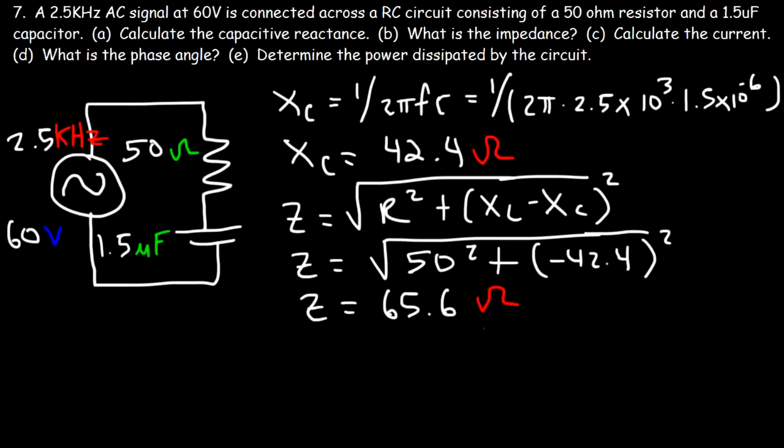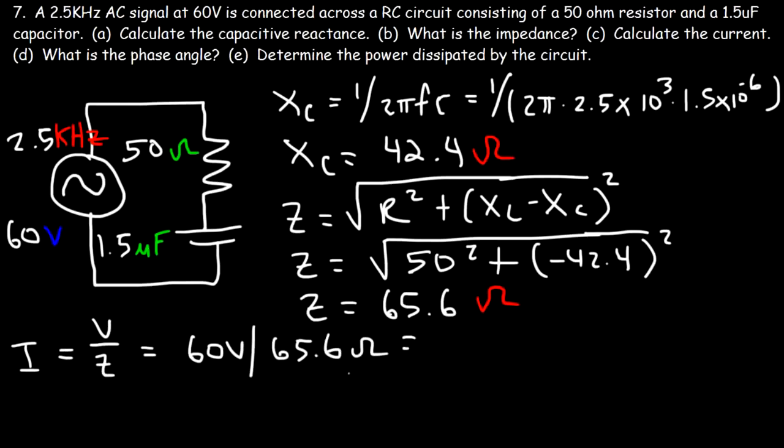Now once we have the impedance, we can calculate the current. The current is simply going to be the voltage divided by the impedance. So it's 60 volts divided by 65.6 ohms, which is about 0.915 amps. So that's the current in the circuit.